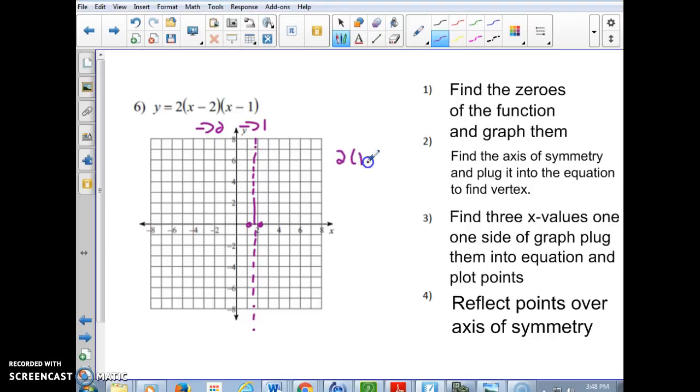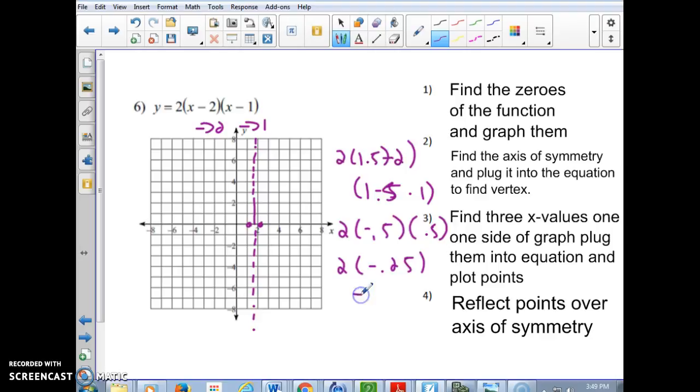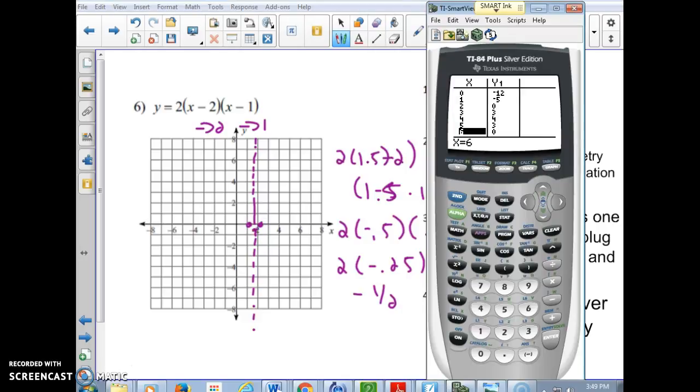So I'm going to do 2 times 1.5 minus 2, and then 1.5 minus 1. So I got 2 times negative 0.5 and then positive 0.5. So I got 2 and then negative 0.25. So it looks like I got negative 1/2. So it looks like my vertex is at 1.5 and then negative 1.5. Okay? And then what we're going to do is just plug this into the table of values again.